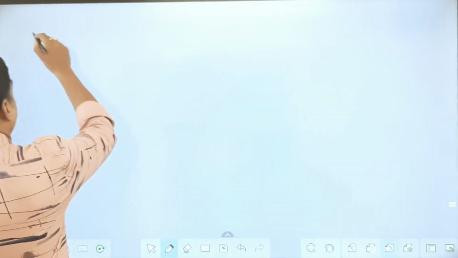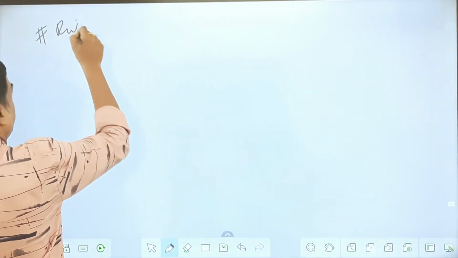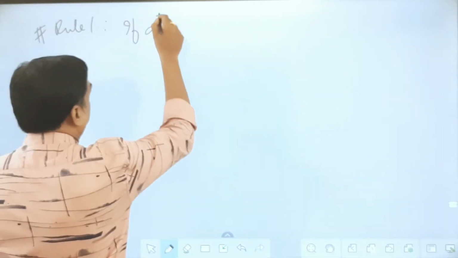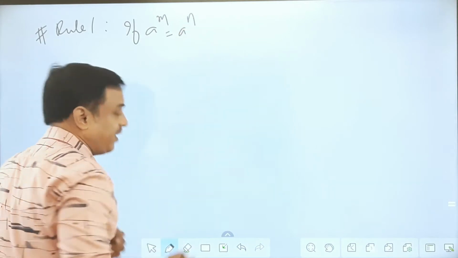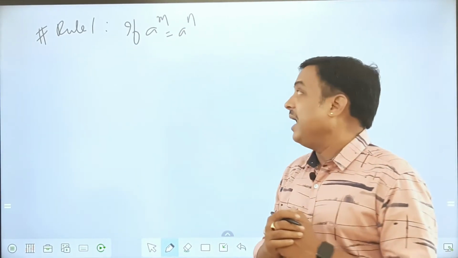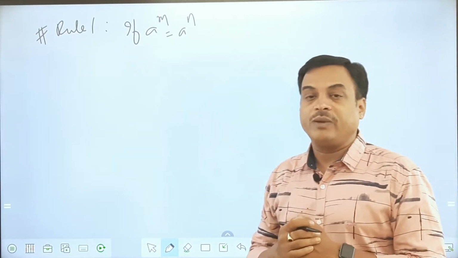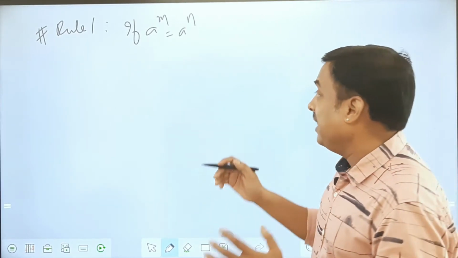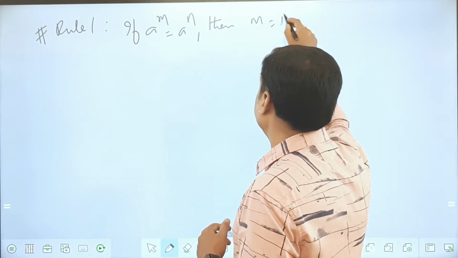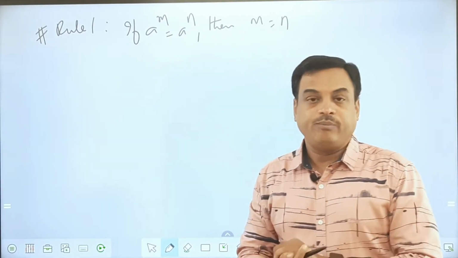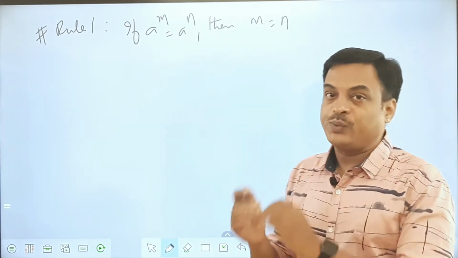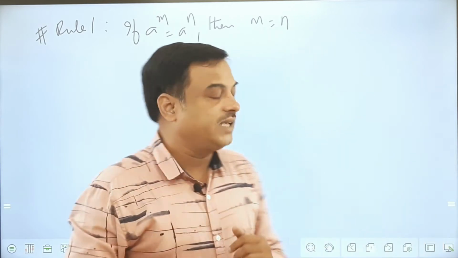So what is rule number 1? Hashtag rule number 1. What is the rule? If you have a to the power of m is equal to a to the power of n, I guess some of you started thinking about it. Given the condition a to the power of m is equal to a to the power of n, I know most of the people will say m is equal to n. And believe me guys, you're not wrong, but for a few values of a, this will not work. I'll explain what it is.